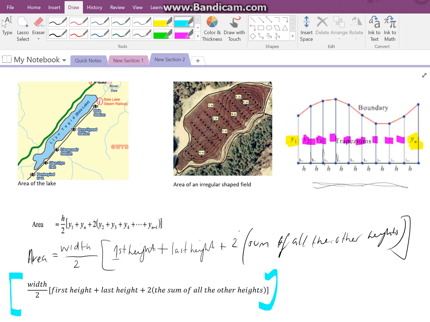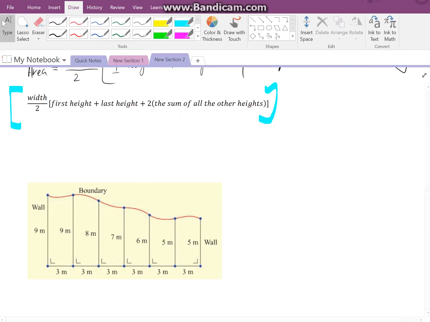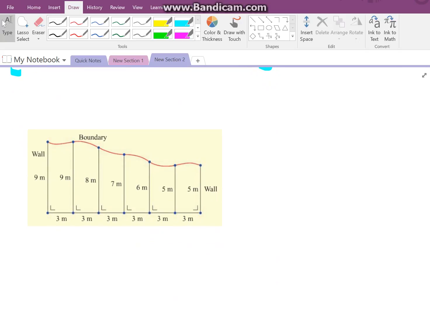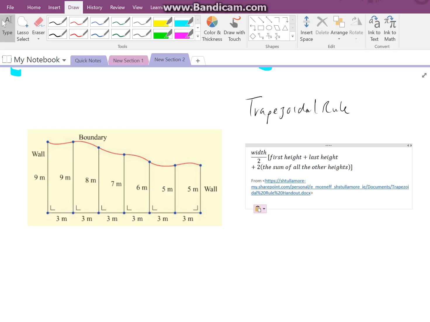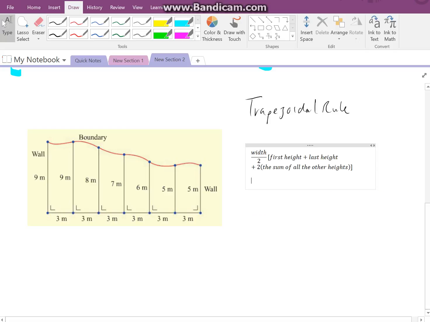So we'll try this in an example. If we just go down here, we have an example. We'll try to find the area of this irregular shape. So finding the area of an irregular shape, we know that we're using the trapezoidal rule. So first thing we do, like in all area and volume, is we write in the formula. So what I'm going to do is write in the simpler formula.